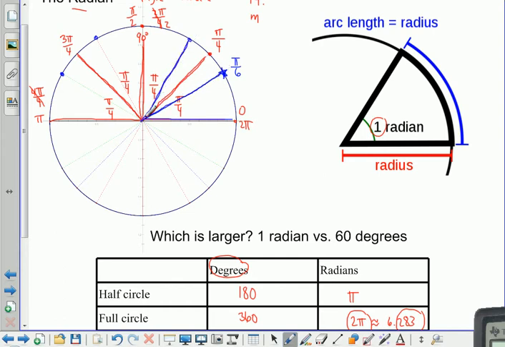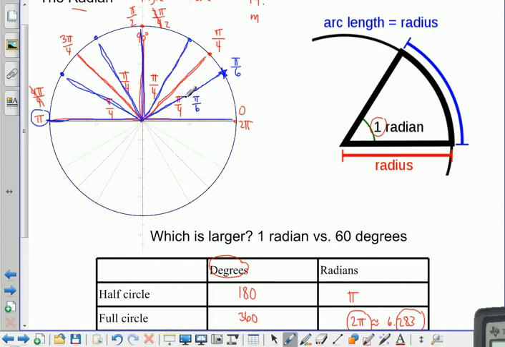2, 3 pieces exactly in here. So if there are 3 pieces in this, there would be another 3, 4, 5, 6 pieces here. So you take pi and divide it into 6, and each one of these is pi over 6.